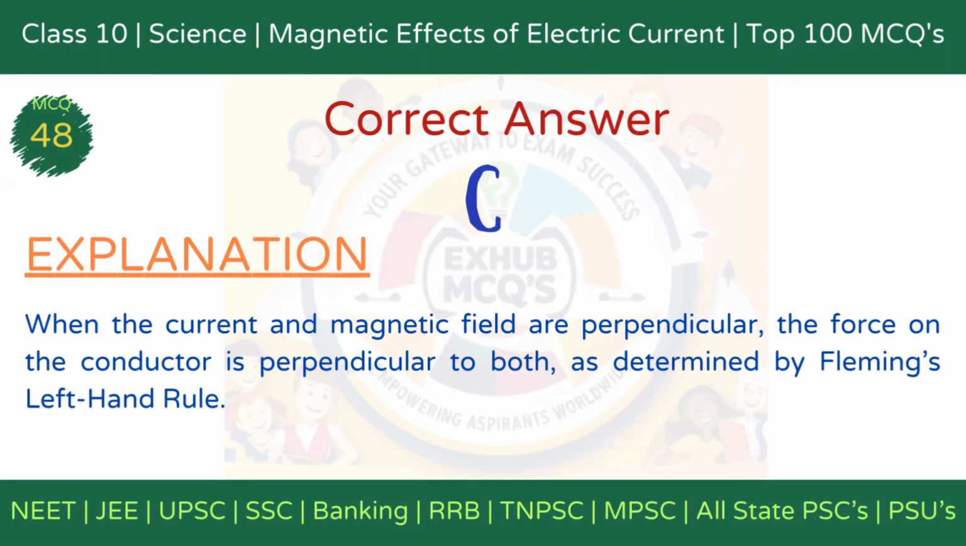The correct answer is option C, perpendicular to both. Explanation: when the current and magnetic field are perpendicular, the force on the conductor is perpendicular to both, as determined by Fleming's left-hand rule.